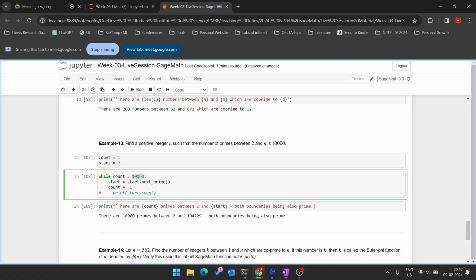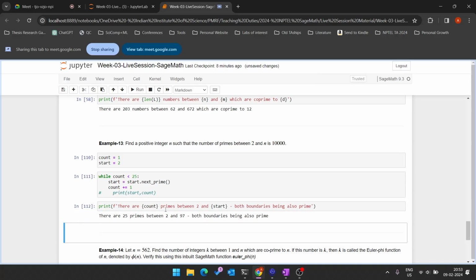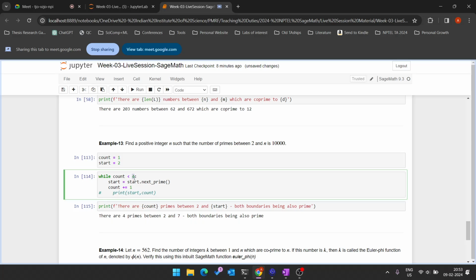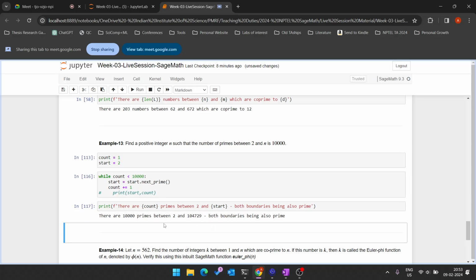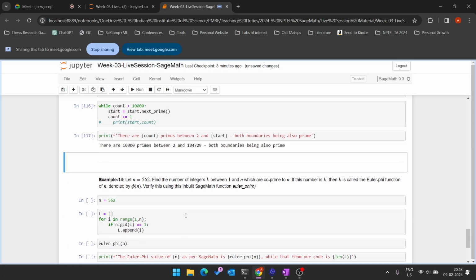A simpler example, we know that there are 25 primes between 2 and 100, 97 being the 25th prime. So you can see that this code does work as expected. Or if we want to check, the first four primes are 2, 3, 5, and 7. So if I look at the first four primes, they are 2, 3, 5, 7 between 2 and 7. So this code does what we are expecting it to do. So the 10,000th prime would be 104729. So both boundaries are also prime.